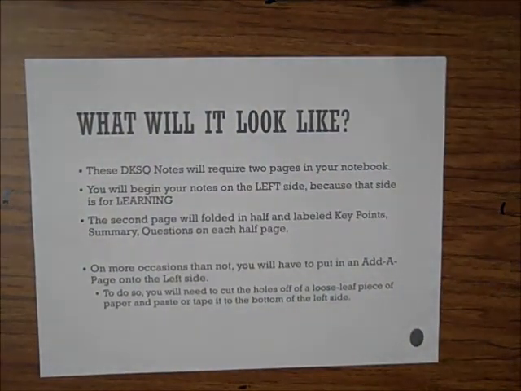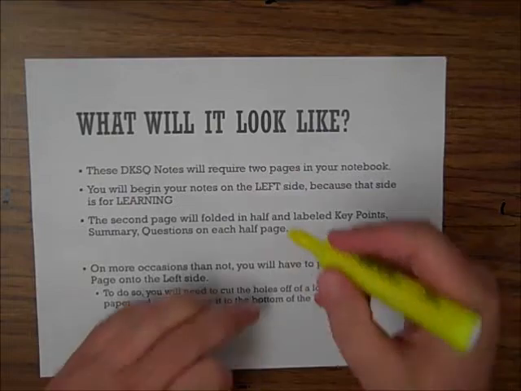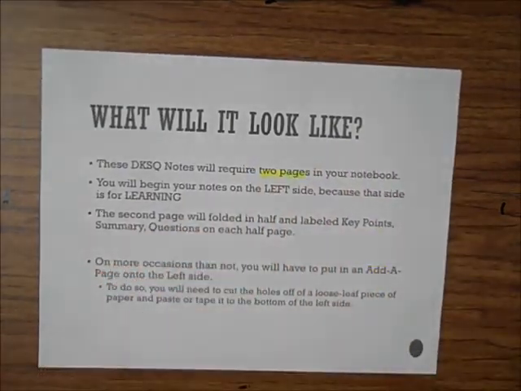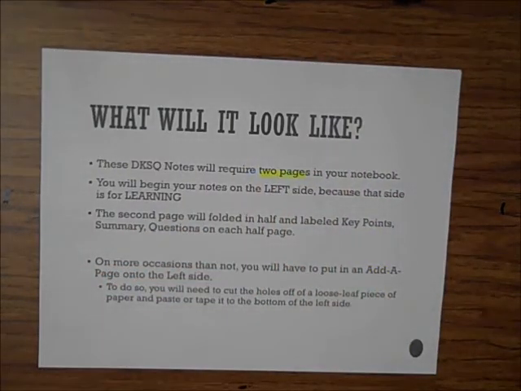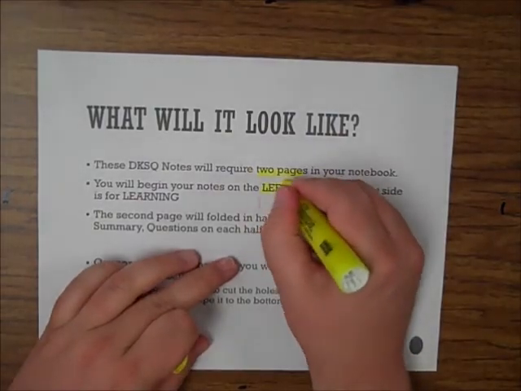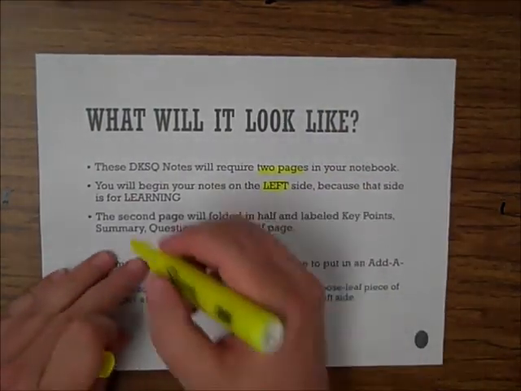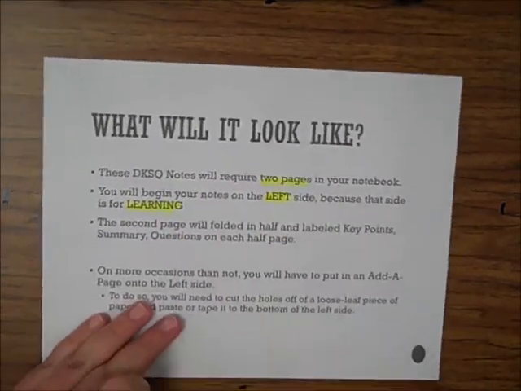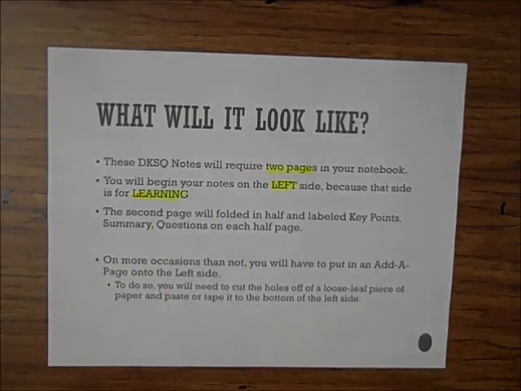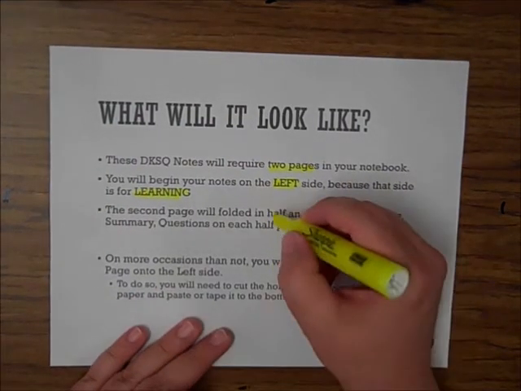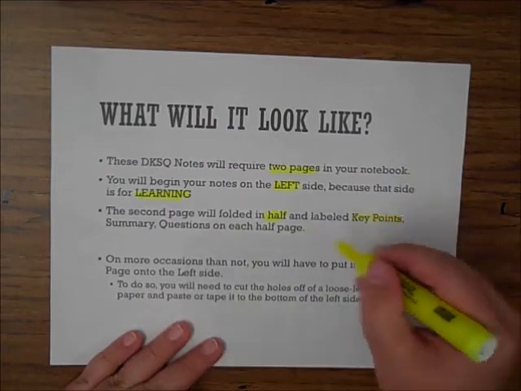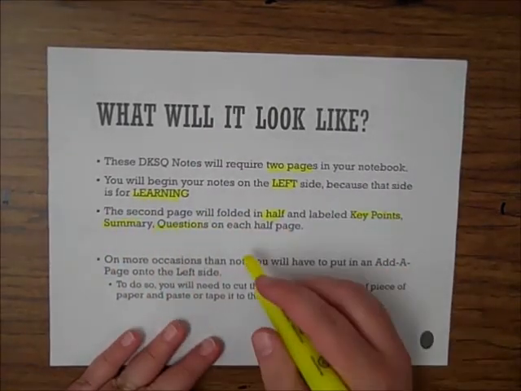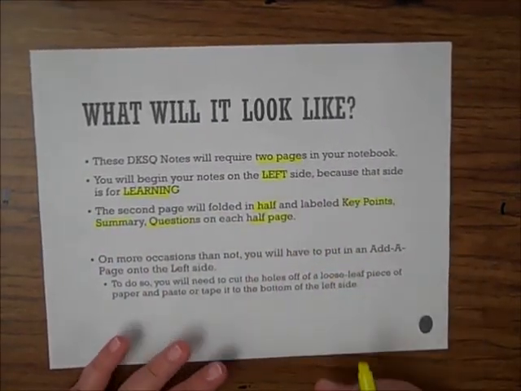Now, you're probably wondering, what will it look like? These DKSQ notes will require 2 pages in your notebook. You will begin your notes on the left side because that side is for learning. We've talked about that many times. The second page will be folded in half and labeled key points, summary, and questions on each half page.